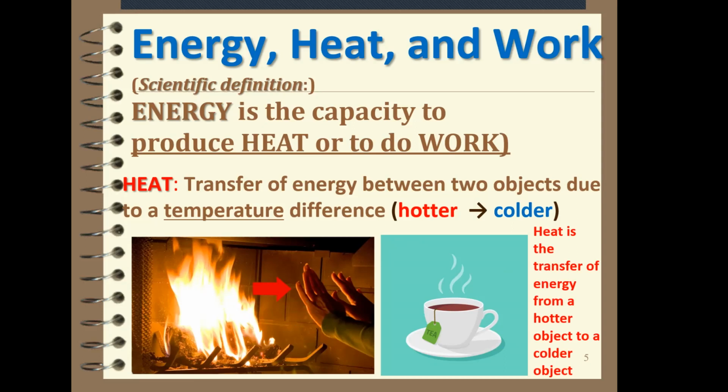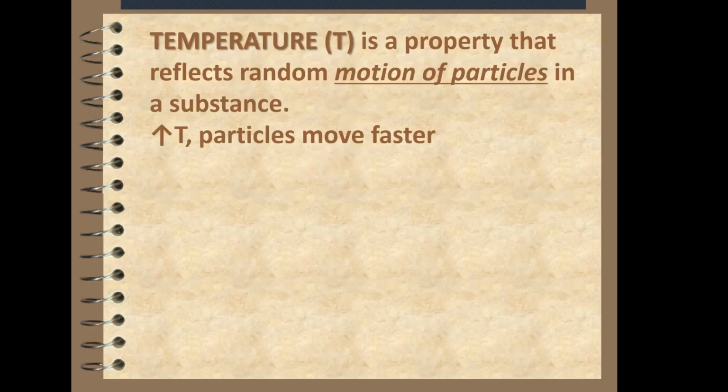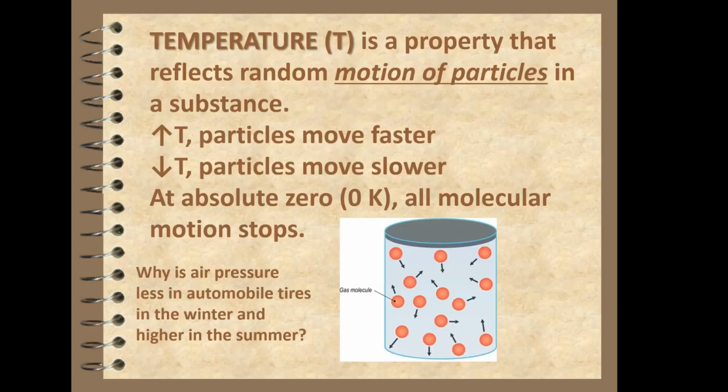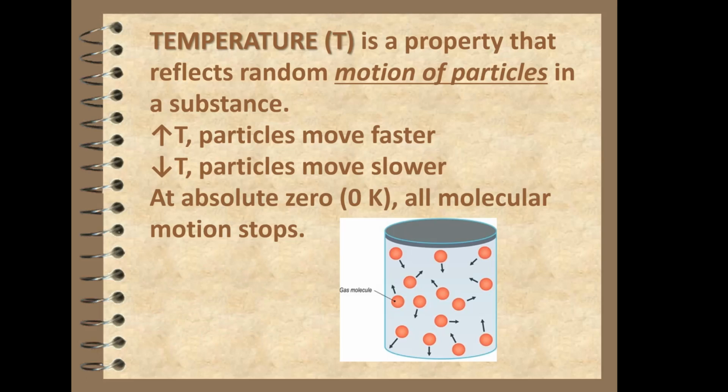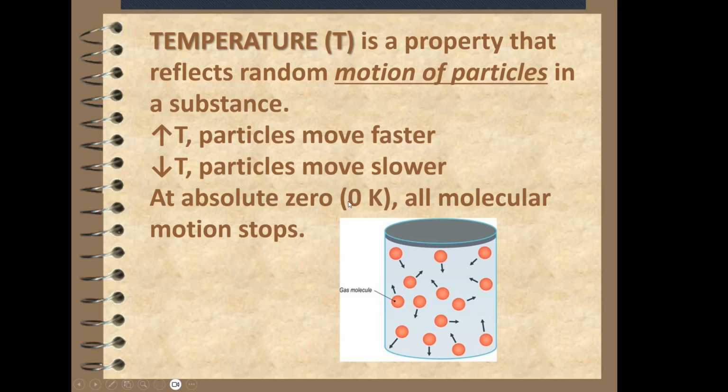Okay. Then we go to slide 7. So I just want to emphasize that temperature reflects the motion of the particles. The higher the temperature, the faster the particles move. The lower the temperature, the slower the particles move. So as I have here, you increase temperature, particles move faster. Decrease temperature, particles move slower. And if you could reach absolute 0, though you can't, then motion would stop.